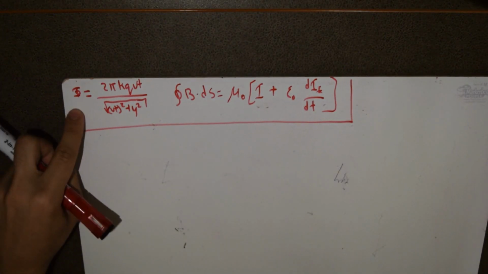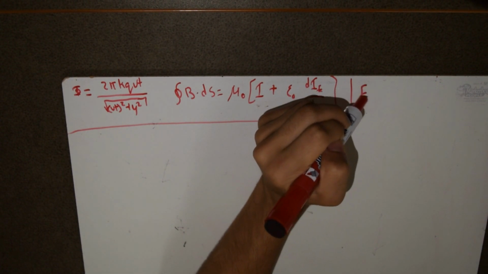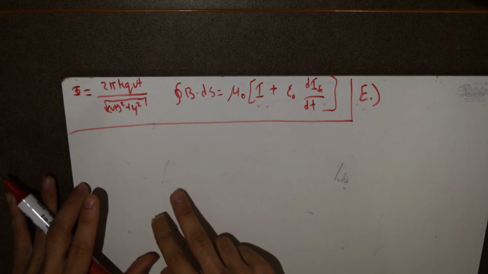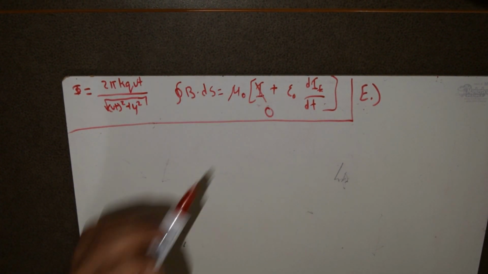So using what we have just figured out in part D, part E is asking to show that the magnetic field due to the proton at that point P, according to the Ampere-Maxwell equation, is the same as what we calculated in part A. So the Ampere-Maxwell equation is this part right here. So the current is 0.